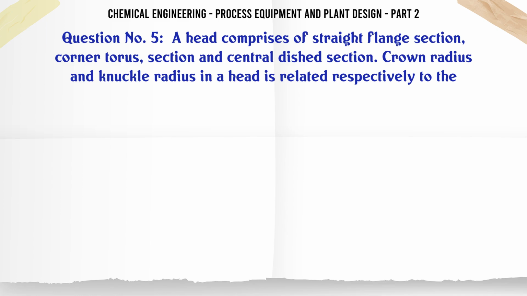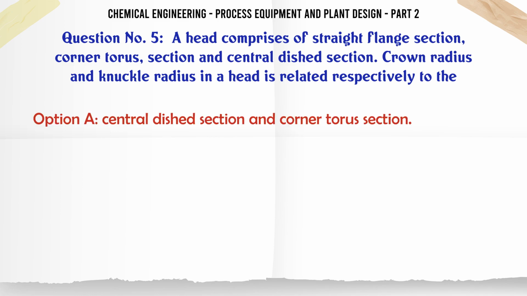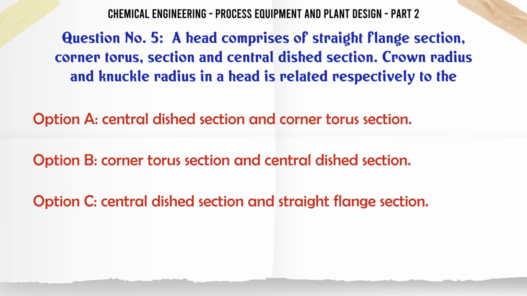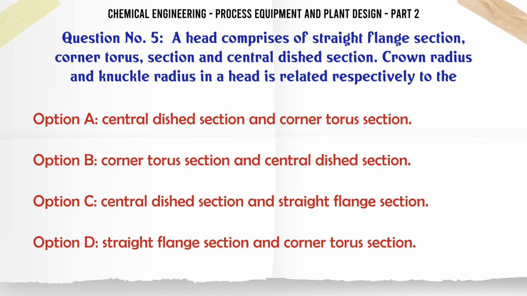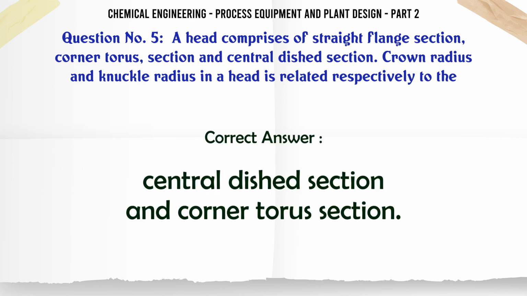A head comprises a straight flange section, corner torus section, and central dish section. Crown radius and knuckle radius in a head are related respectively to the: A. central dish section and corner torus section, B. corner torus section and central dish section, C. central dish section and straight flange section, D. straight flange section and corner torus section. The correct answer is central dish section and corner torus section.